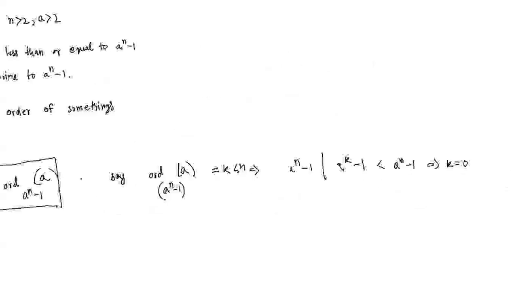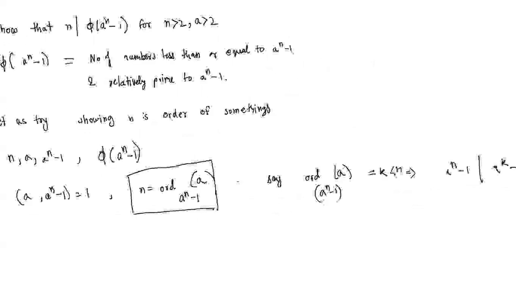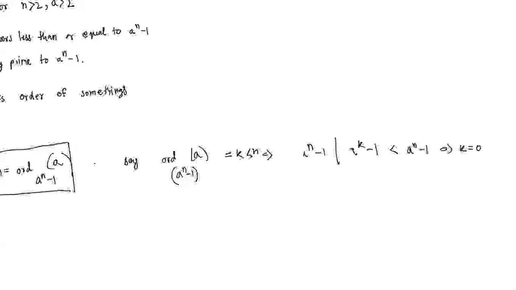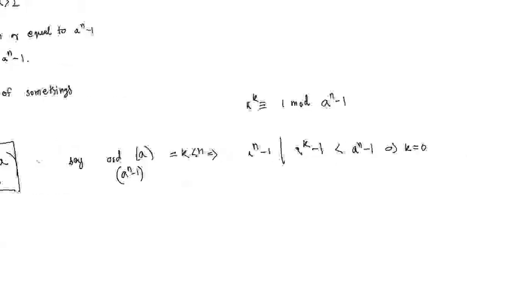Now, why is n the order of a modulo a^n minus 1? Well, suppose not. Suppose the order of a modulo a^n minus 1 was k and k is less than n. Then by definition of order, a^n minus 1 divides a^k minus 1, because a^k is congruent to 1 mod a^n minus 1. But k is less than n, so a^k minus 1 is less than a^n minus 1, which implies k is 0, because we are working with a strictly greater than 2.